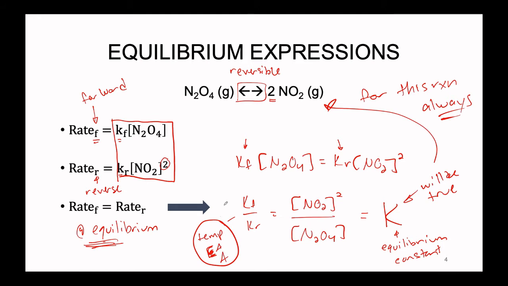So if we're at the same temperature, if we're looking at the same reaction, and we're not adding any type of catalyst, this equilibrium constant will always be true. This will always represent the ratio of products to reactants for this given reaction, no matter what.